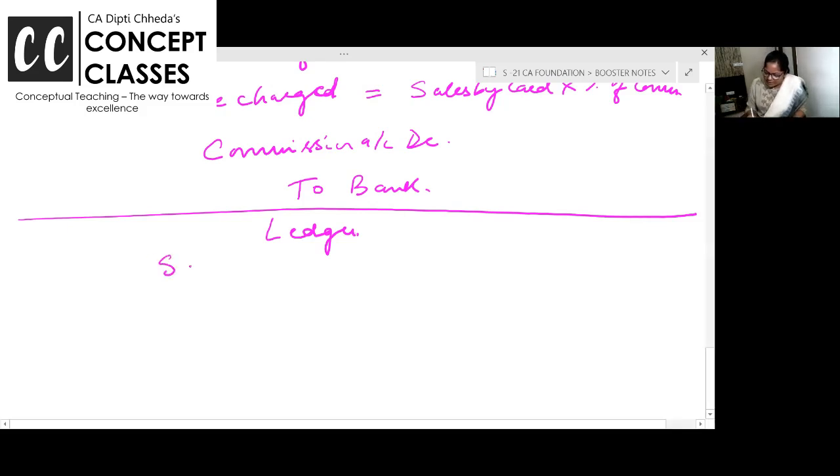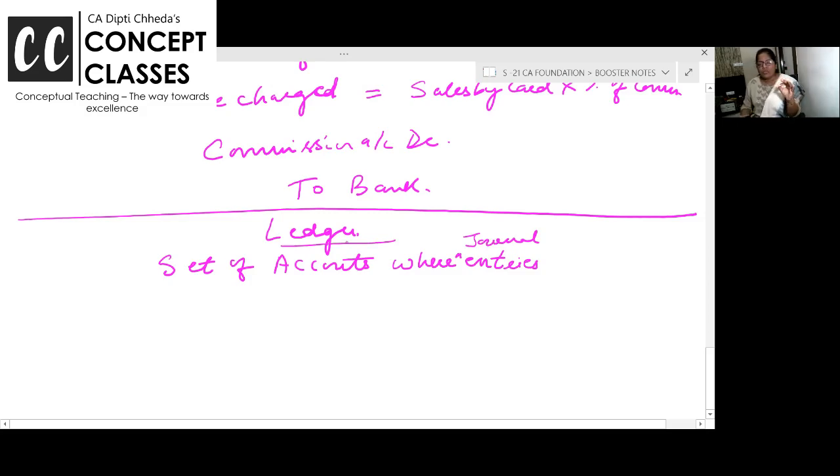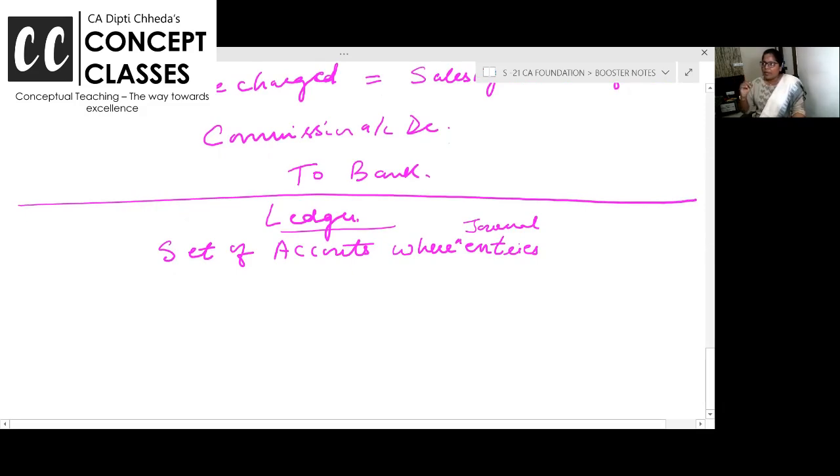So write down: ledger is a set of accounts where journal entries are posted. I want all of you to write. Whatever is printed in my material is there, but a few things are to be printed in mind. So write: ledger is a set of accounts where journal entries are posted in chronological date order. As and how the transaction appears, you post it in the ledger.